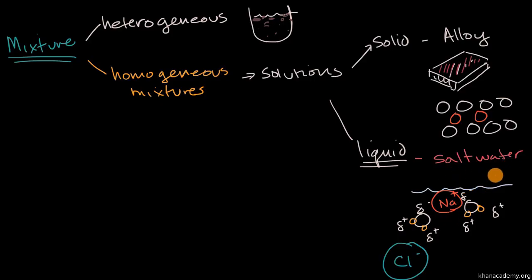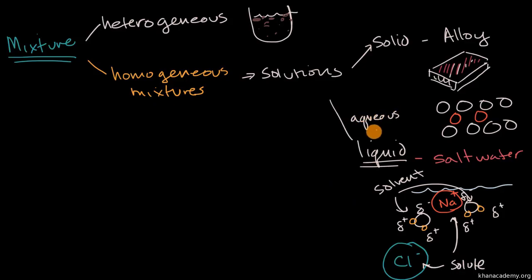In chemistry, we'll often see water as our most common solvent. That's the thing that you have the most of, the thing that other things are getting dissolved in. The things that are getting dissolved are called the solute. In this case, it would be the sodium chloride, and the water is the solvent. Let me write that down. Solvent. And when you have a solution where you have something dissolved in water, this is often called an aqueous solution. And sometimes it's abbreviated AQ.